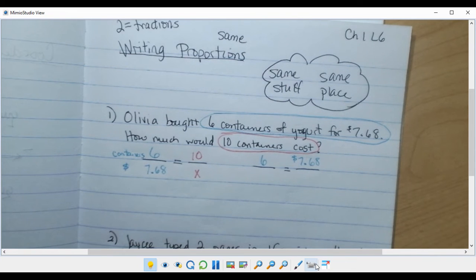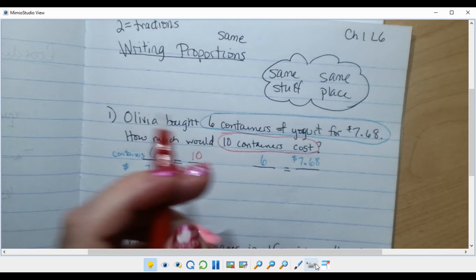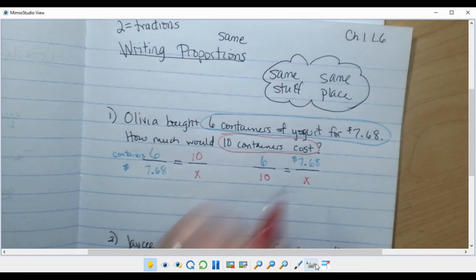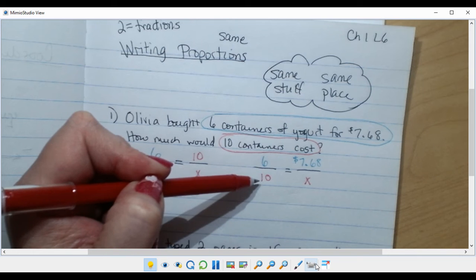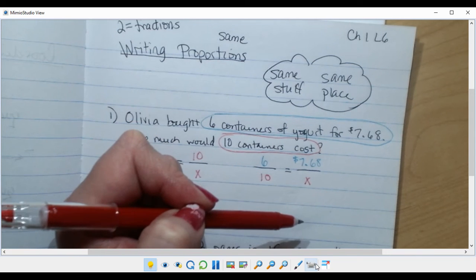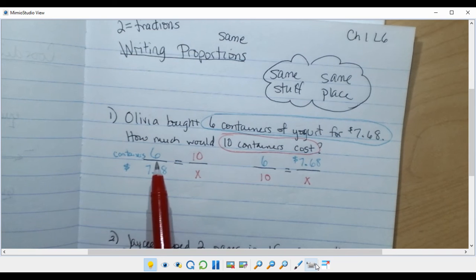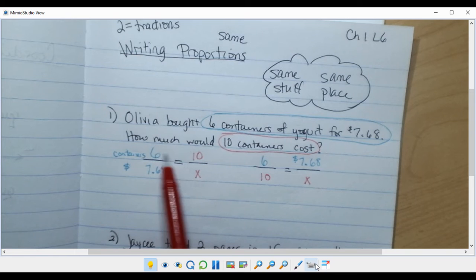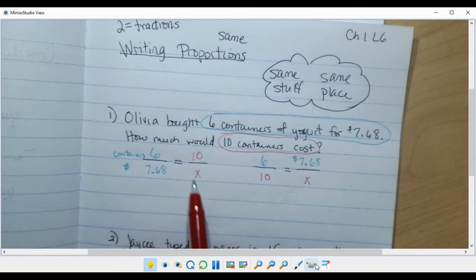So now when I go to do my second set of information, this was containers, which means the 10 goes underneath of it, and my I don't know goes over there. First set on the top, second set on the bottom. Same stuff, same place. That is okay. Containers and containers, both on the left. Money and money, both on the right. That's okay. Originally, we had first set on the left, second set on the right. Containers and containers on the top, money and money on the bottom. That's actually okay. How do I know that these will give me the exact same answer?